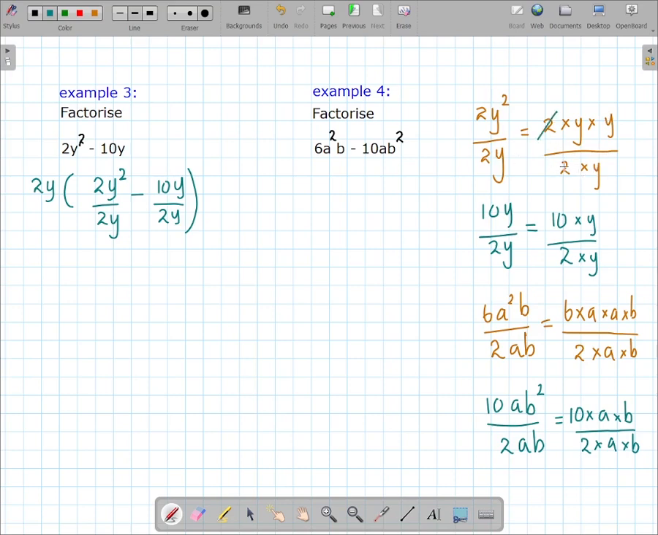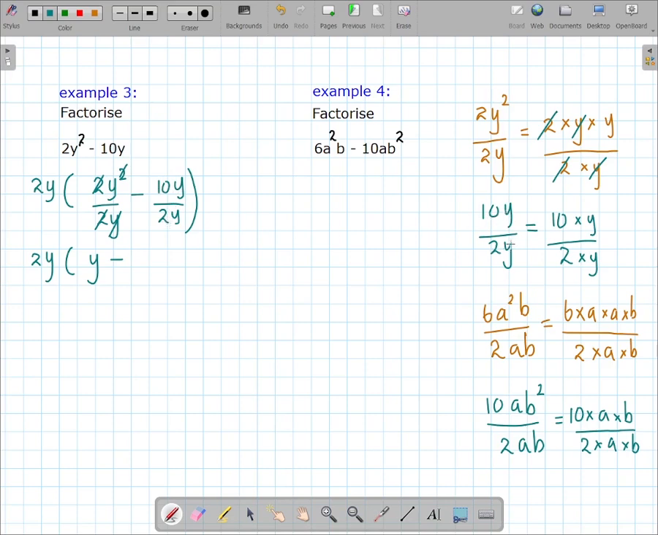Then 2 and 2 get cancelled, y and y get cancelled, y remains. That is, 2 gets cancelled, this y and this power get cancelled, then y remains. So I write 2y open bracket y minus then 10y divided by 2y.